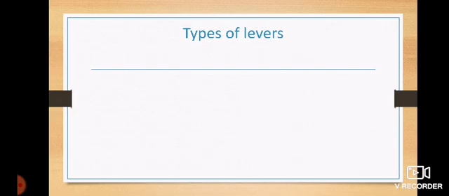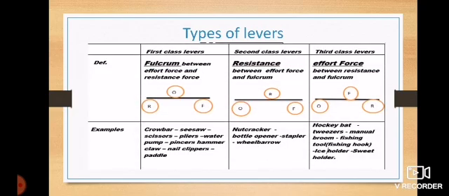There are three types of levers. Number one, the first class lever. We can differentiate between the three types of levers by the point in the middle. If you have the fulcrum between the effort force and the resistance force, that means it is a first class lever. Number two, the second class lever has the resistance between the effort force and the fulcrum. Number three, the third class lever has the effort force between the resistance and the fulcrum.